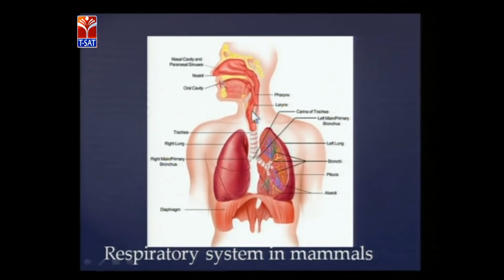The beginning part of the trachea is called the larynx, and in the mid-thoracic cavity, the trachea divides into two branches, left and right. They are called primary bronchi. These primary bronchi lead into secondary and tertiary bronchi, leading into alveolar sacs and alveoli.